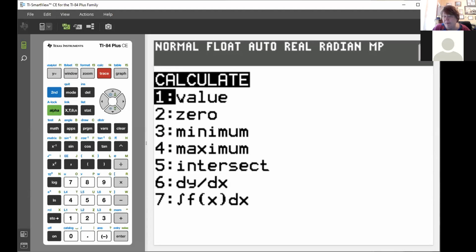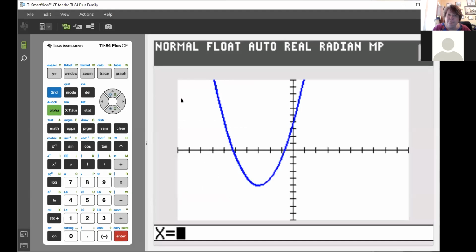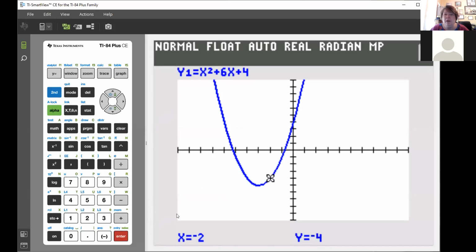What this calculates is the y value for a given x. If I click enter, you see down at the bottom of my window, it says x equals. And it's waiting for you to tell it what x you're going to evaluate this function at. So I'm going to evaluate it at -2. I'm going to use my negative button, -2, and then hit enter. And I believe that's what we found, isn't it? That when x is -2, y is -4.